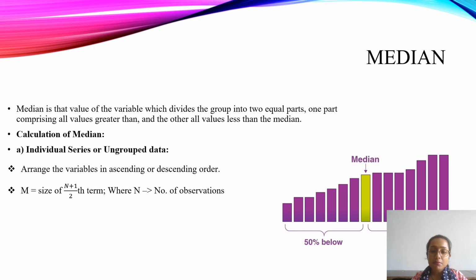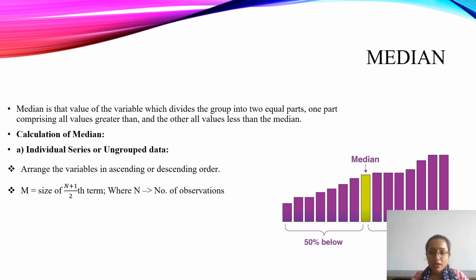So basically, all three measures of central tendency divide the data into two parts, but median is the most accurate measure of central tendency, which divides the data exactly into two equal parts.